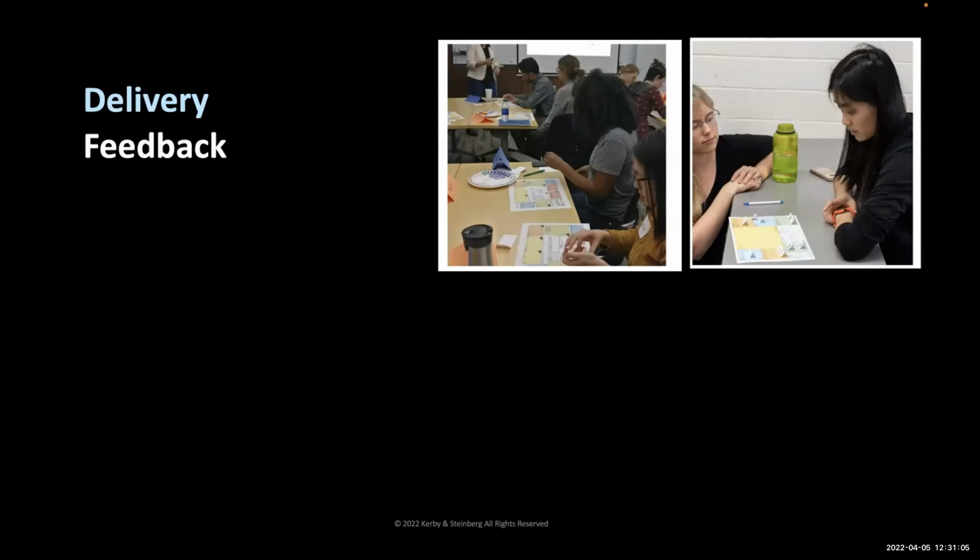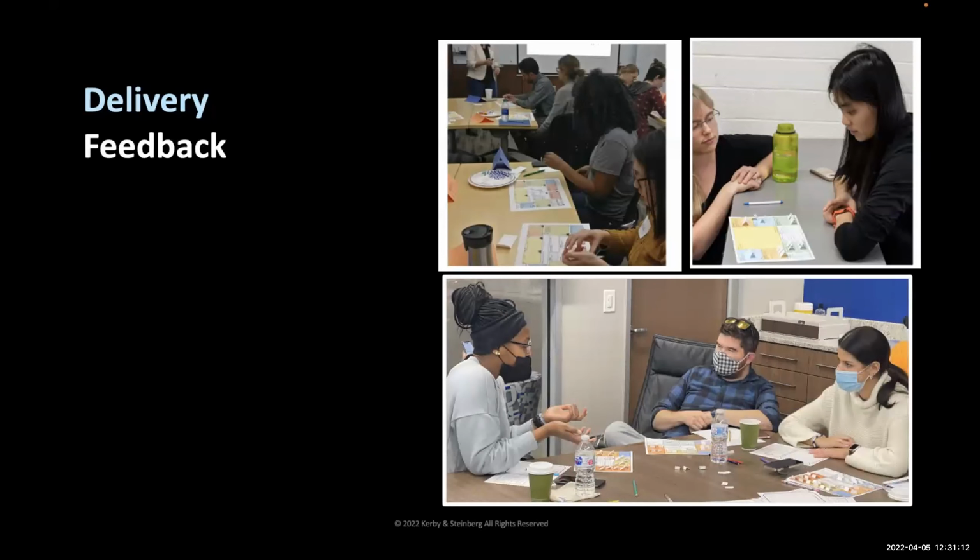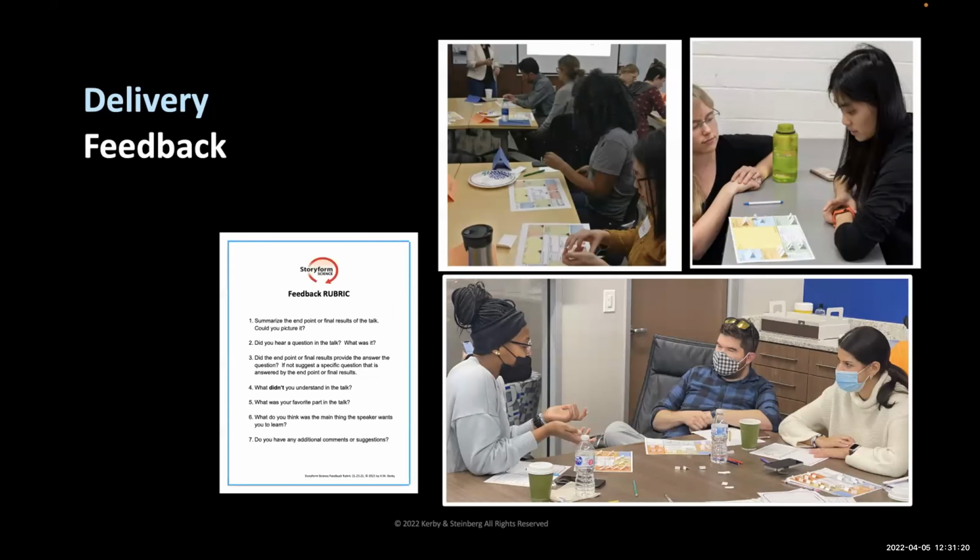Then once they've done with their 3-minute talk, they give it to their people in the workshop, and they get feedback. And they don't just get feedback like, oh, that was good or that was bad. They get specific feedback based on the rubric we'll give people that will help them give specific constructive comments to help them improve their talk. And then after getting that feedback, they do revisions.